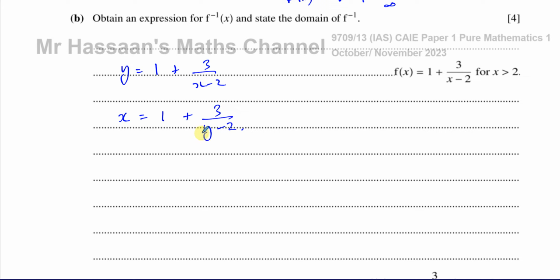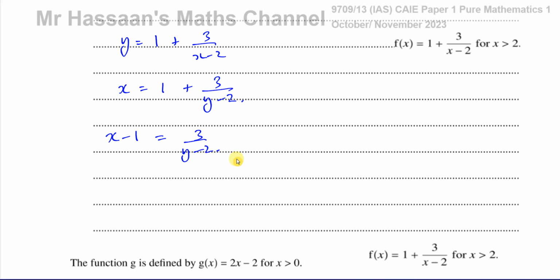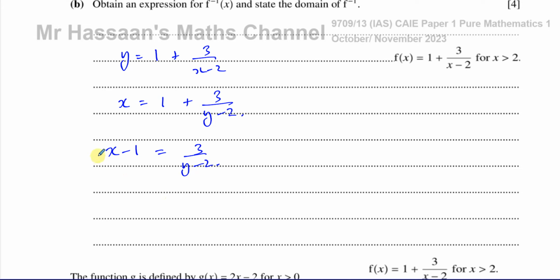So if I make y the subject here, let's start off by subtracting 1 from both sides. x minus 1 equals 3 over y minus 2. And then we can multiply both sides by y minus 2 and divide both sides by x minus 1, so you end up with these two swapping places. So y minus 2 equals 3 over x minus 1. And then we add 2 to both sides. So y is going to be 2 plus 3 over x minus 1. That is the inverse function.